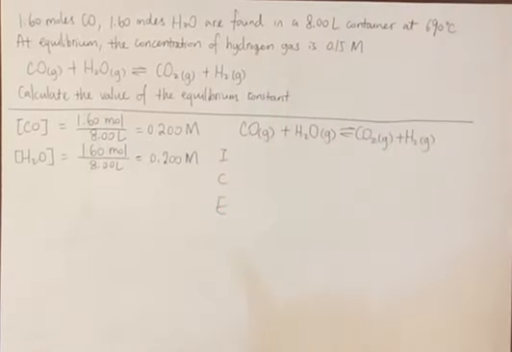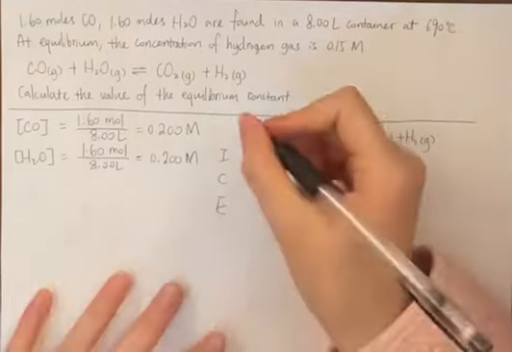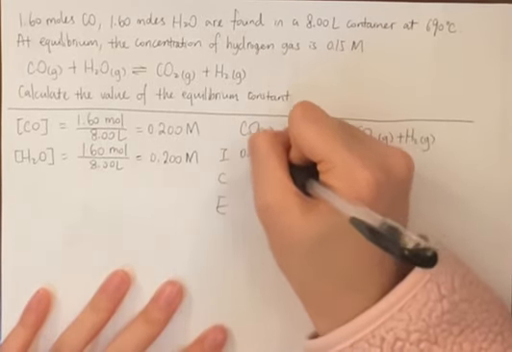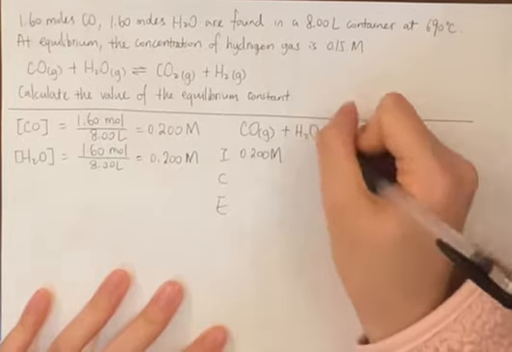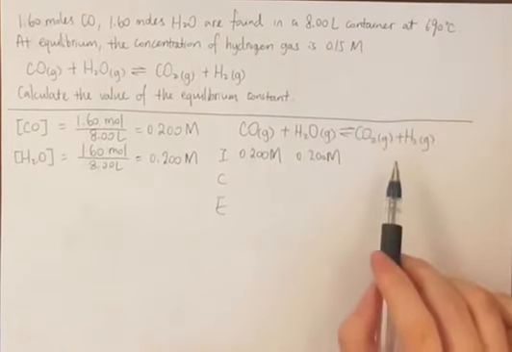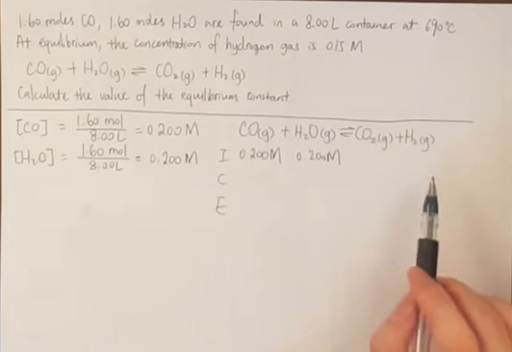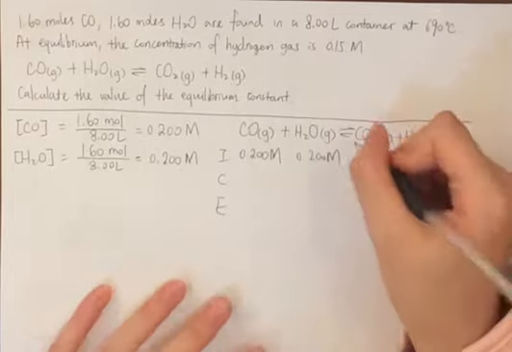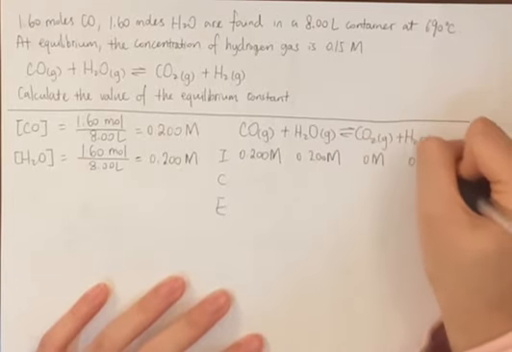Okay, so let's start. ICE tables. What does I stand for? Well, it stands for initial. Initial means that whatever concentrations the question gives you, you just set up in the first line. So the concentration for CO, we already figured that out, is 0.200 moles. And H2O, same thing. And they haven't given us the products, the question didn't tell us, so we would just assume that it's 0 moles.